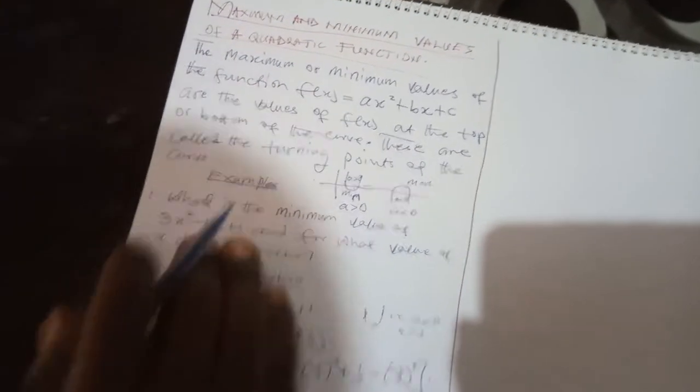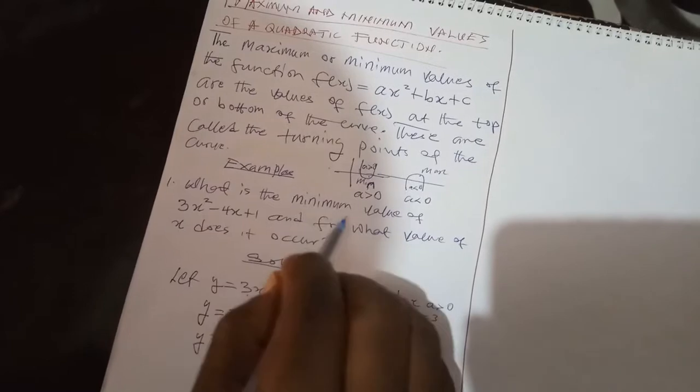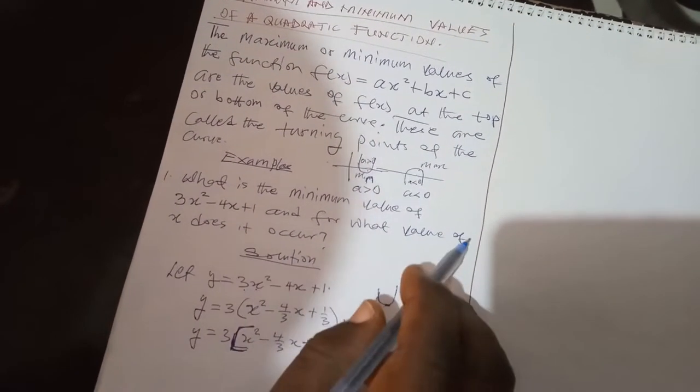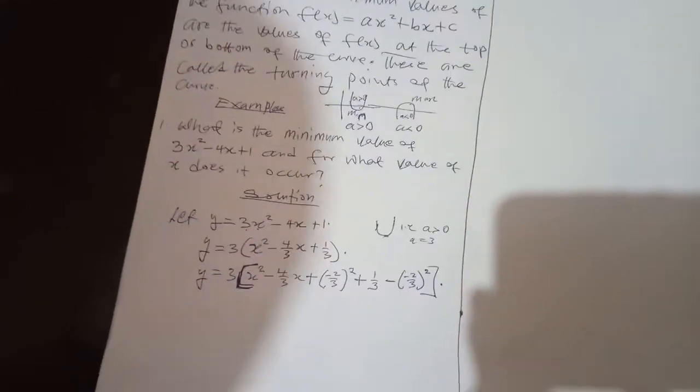Now, what is the minimum value of 3x squared minus 4x plus 1, and for what value of x does it occur? This is the first example we're going to solve.